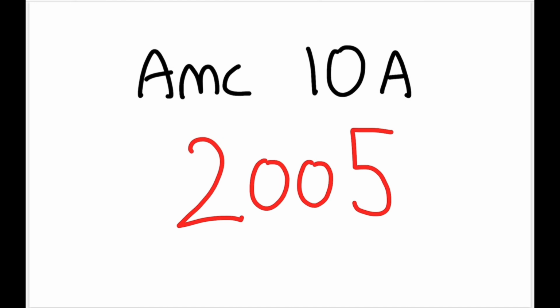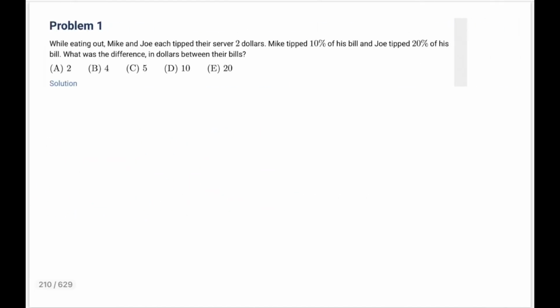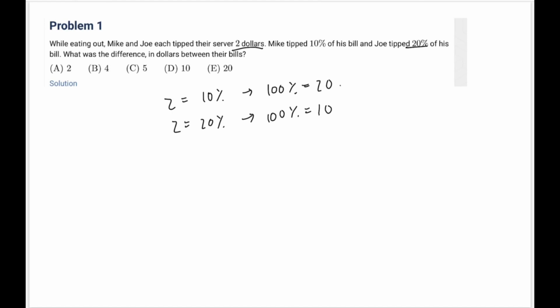So let's get started. First problem: while eating out, Mike and Joe tipped their server $2. Mike tipped 10% of his bill and Joe tipped 20% of his bill. What was the difference in dollars between their bills? So for Mike, $2 was 10%, so 100% must have been $20. For Joe, $2 was 20%, so 100% must have been $10. So 20 minus 10 equals 10, so the answer is D.